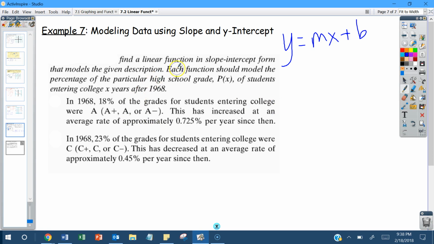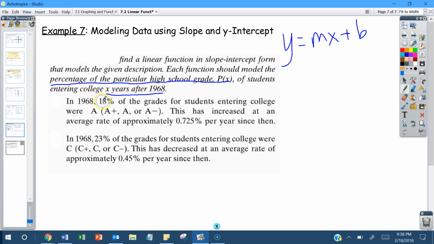Now, the part of the direction I didn't read, I need to read real quick. Each function should model the percentage of the particular high school grade, p of x, so that's what p of x is, the percentage of that grade of students entering college x years after 1968. So in this case, if x is 1, that's 1 year after 1968, so 1969. When x is 1, it's 1969. If x is 2, it's 1970, and so on and so on.